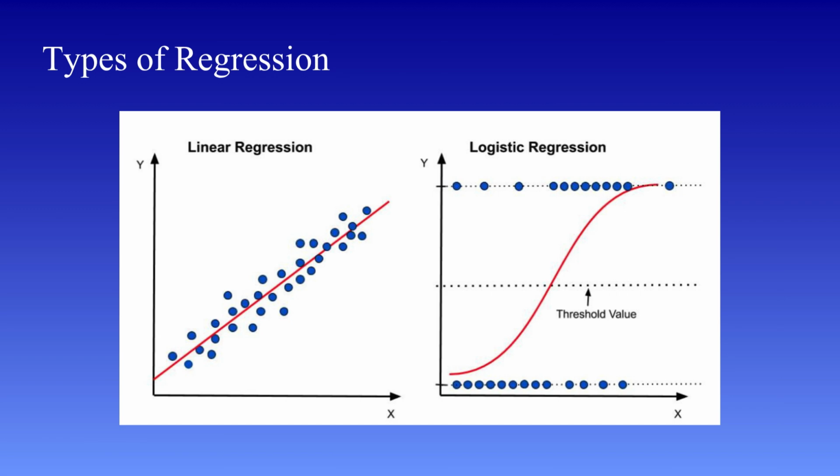So, to summarize, linear regression models straight-line relationships. Polynomial regression handles curved relationships. Logistic regression is used for classification tasks. Ridge and lasso regression help control model complexity and prevent overfitting. Understanding these different types helps us choose the right approach depending on the nature of the data and the problem we are trying to solve.